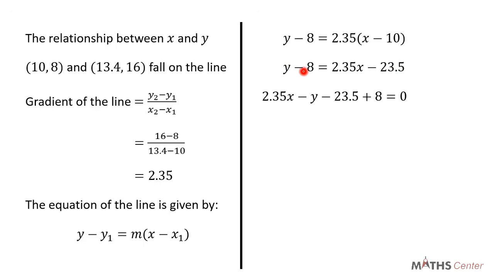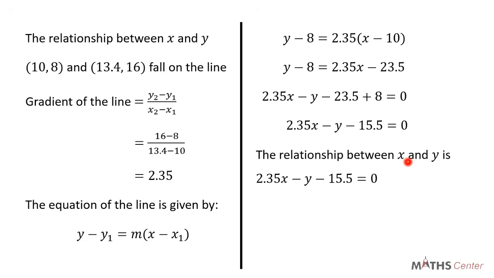I'll move y and negative 8 to the right hand side. When I do that, I'm going to have 2.35x minus y minus 23.5 plus 8 is equal to 0. When you simplify this, you are going to have 2.35x minus y minus 15.5 is equal to 0. This is the equation of the line, and this gives us the relationship between x and y. So the relationship between x and y is 2.35x minus y minus 15.5 is equal to 0.